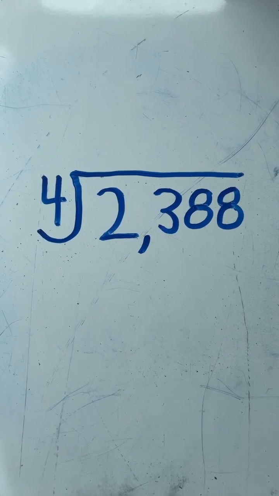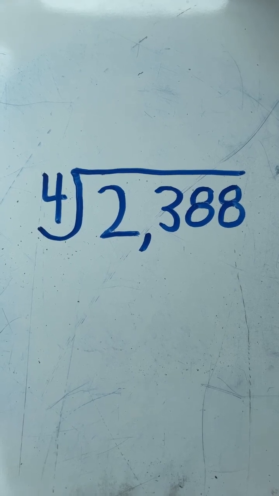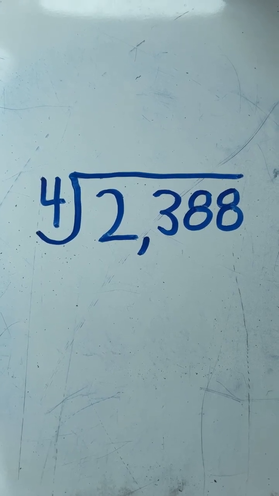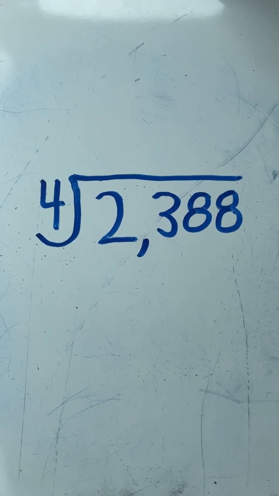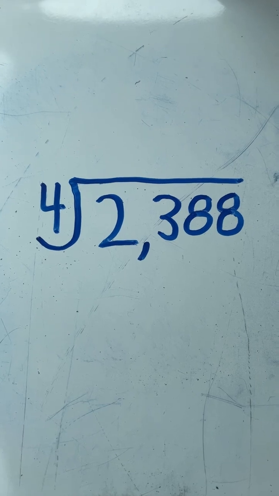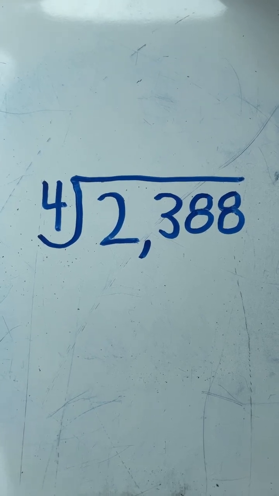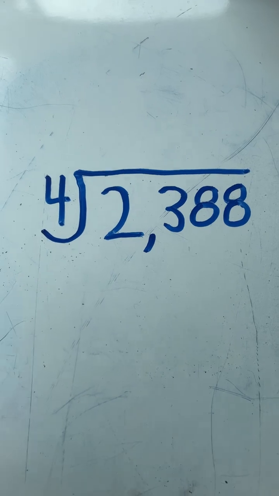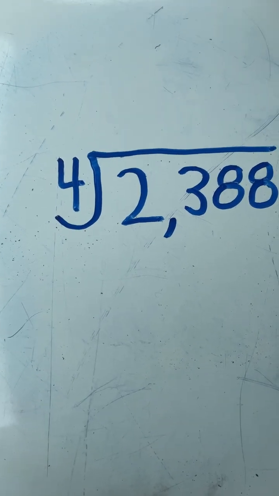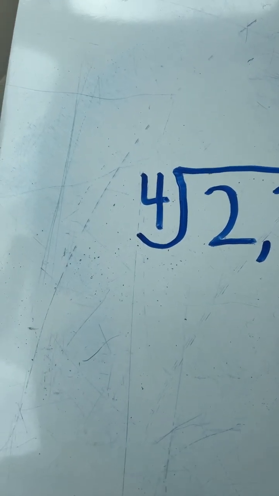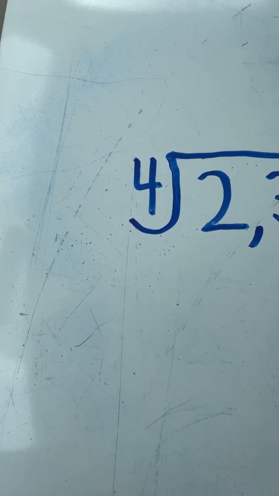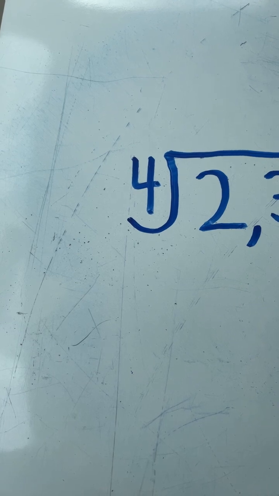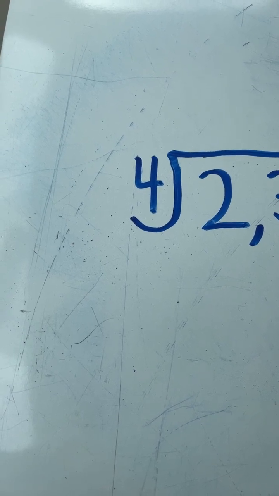So our model problem, 2,388 divided by 4. So step 1, we want to divide by the smallest digit possible. And the only rule is the digit inside the square has to be bigger than the digit outside the square. So we cannot do one digit by one digit division here because 4 is bigger than 2. The number on the outside is bigger, so that doesn't work.